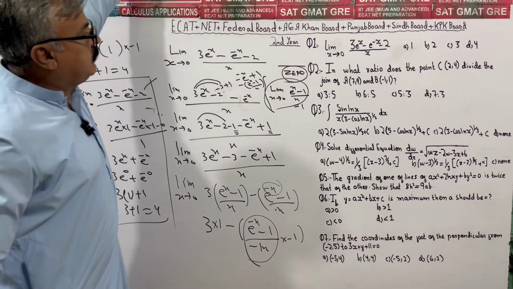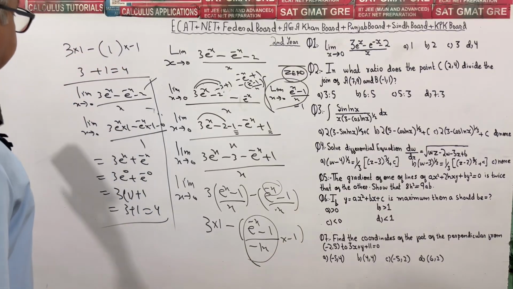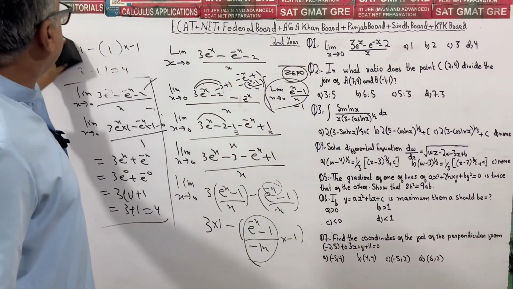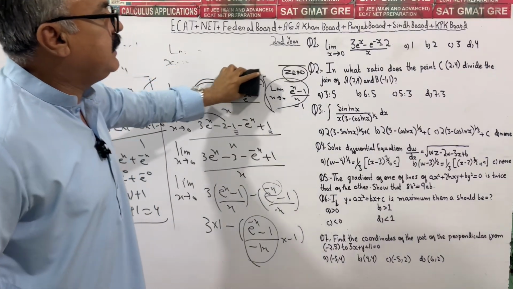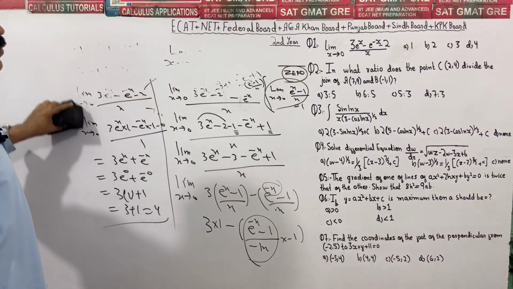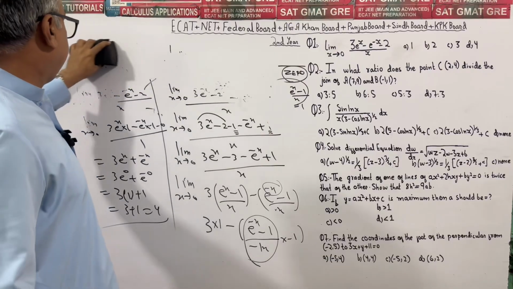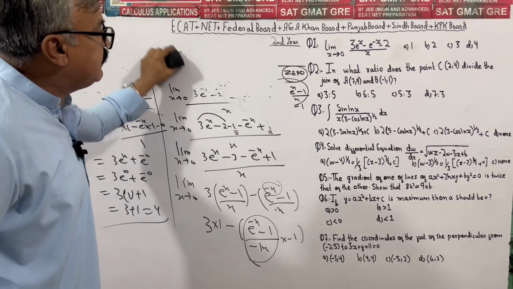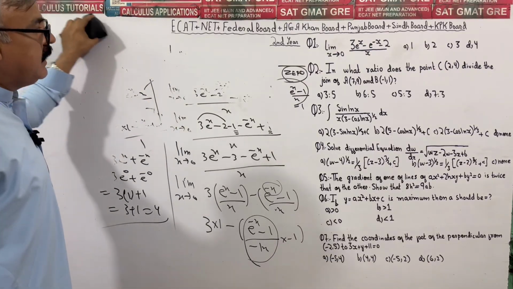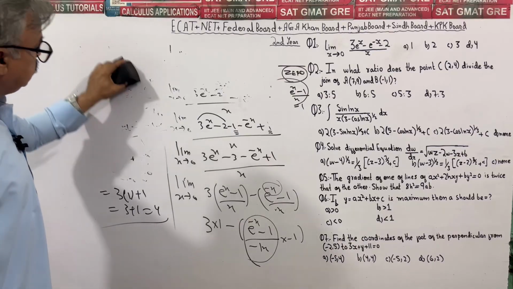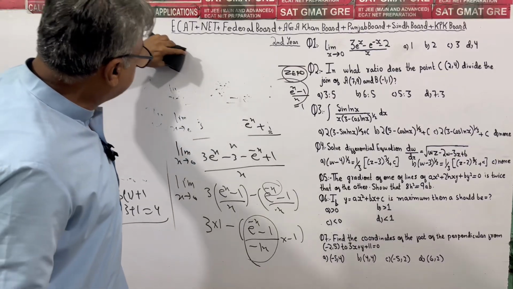Okay, moving towards the second question. The second question says: in what ratio does the point C(2, 4) divide the join of A and B, where the coordinates of A are (7, 9) and the coordinates of B are (-1, 1)? Question number 2.